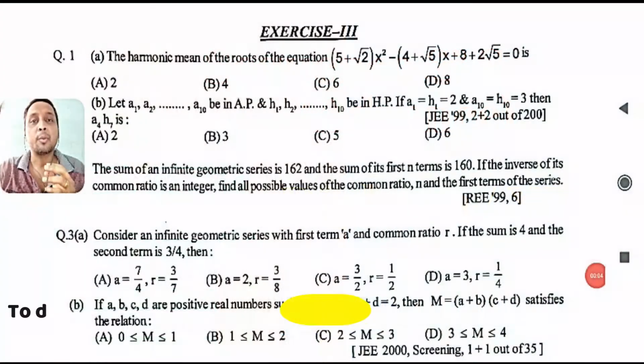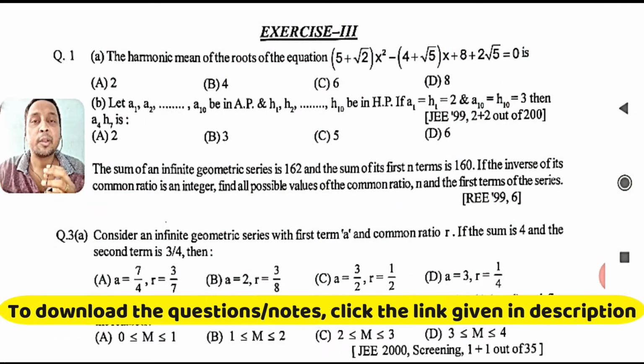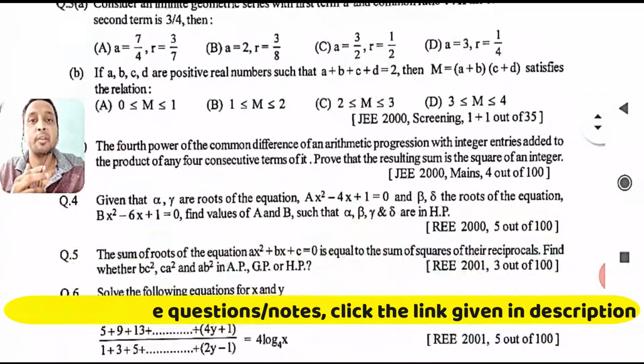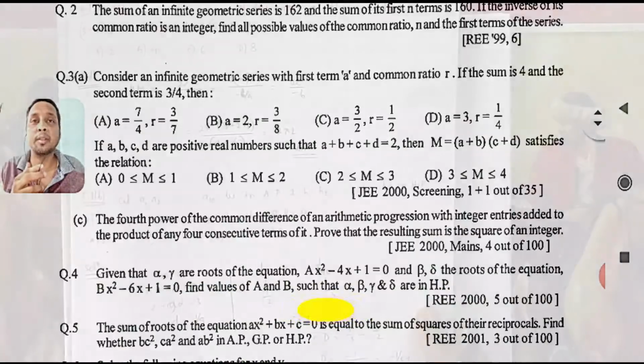Okay students, welcome all to this new lecture in the advanced level where we are solving previous year IIT JEE questions on sequence and series. So today we will be solving from question number 1 to question number 5. Okay, then let's try to solve these questions.